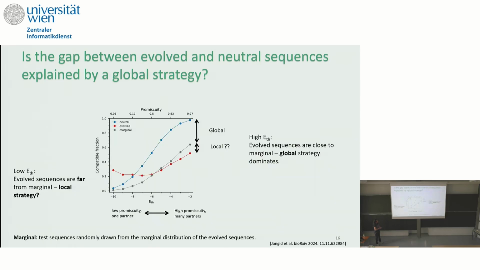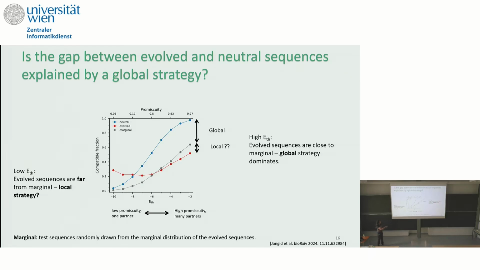And then we wanted to see, okay, so these sequences evolve to avoid match. So how is that done? Is it done by the global strategy, namely just biasing the amino acid content, or by something else? So the first thing is we looked to see if just a simple bias in the amino acid frequencies can explain this gap that we see between the neutral and the evolved sequences. To test that, what we had to do is draw test sequences from the marginal distribution of the evolved sequences and see if they reproduce the same effect.